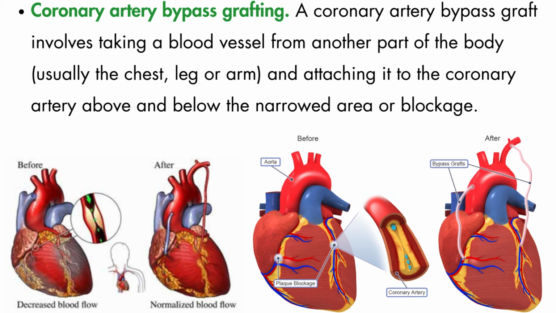Coronary artery bypass grafting. A coronary artery bypass graft involves taking a blood vessel from another part of the body, usually from the chest, leg or arm, and attaching it to the coronary artery above and below the narrowed area or blockage. This new blood vessel is known as a graft. The number of grafts needed will depend on how severe the coronary heart disease is and how many of the coronary blood vessels are narrowed. A coronary artery bypass graft is carried out under general anesthetic. It usually takes between 3 and 6 hours.